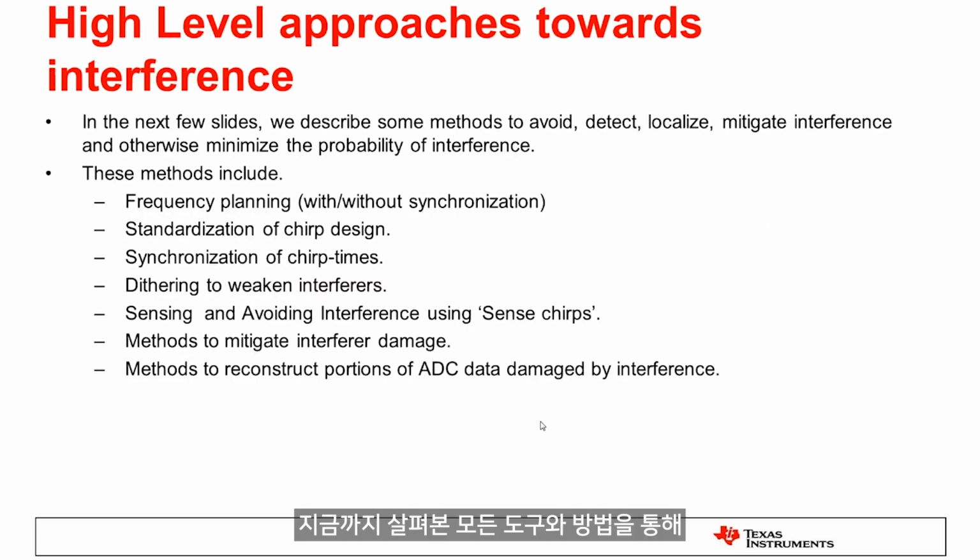With all the tools and methods that we have seen, we can now formulate high-level approaches towards combating interference. In the next few slides, we describe some methods to avoid, detect, localize, and mitigate interference. These methods include frequency planning with or without synchronization, standardization of chirp designs, synchronization of chirp times, dithering to weaken interferers, sensing and avoiding interference using sense chirps, methods to mitigate interferer damage, and methods to reconstruct portions of ADC data damaged by interference.